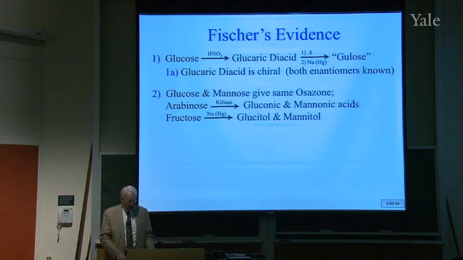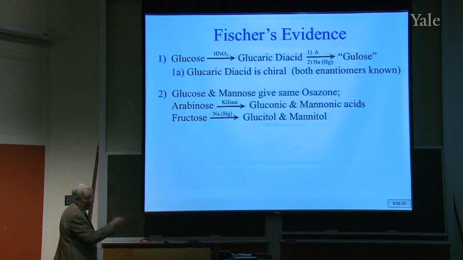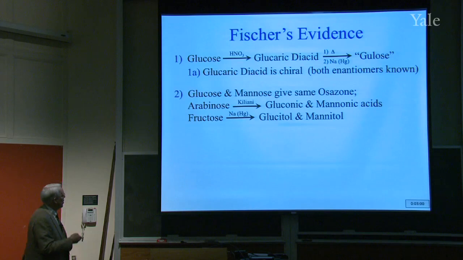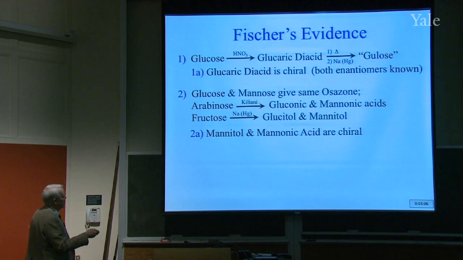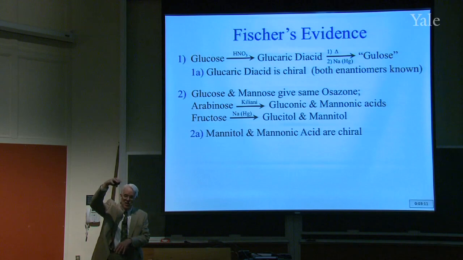And fructose, when it's reduced to give alcohols all along the chain, gives two different alcohols, glucitol and mannitol. And notice all of these are glucose related and mannose related. So there's some special relationship between glucose and mannose, that all three of these things do that. And the second line of evidence is mannitol and mannonic acid are chiral. So if you have OHs on both ends or acids on both ends, it's chiral.